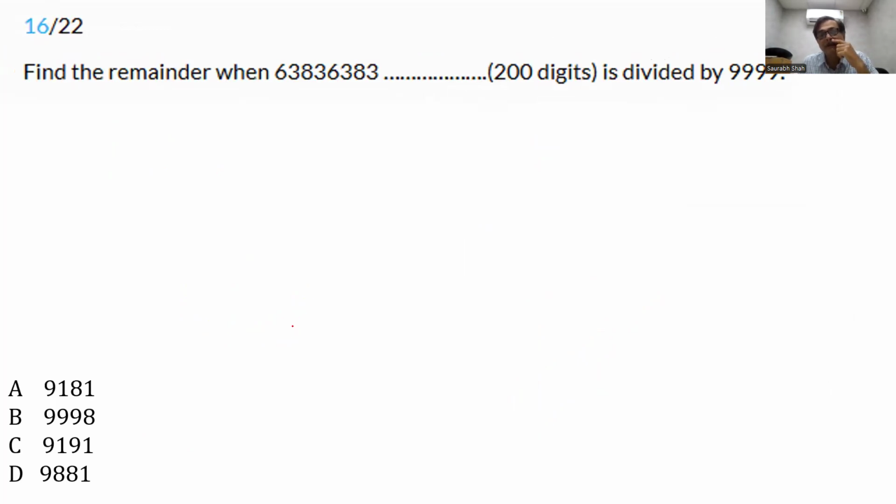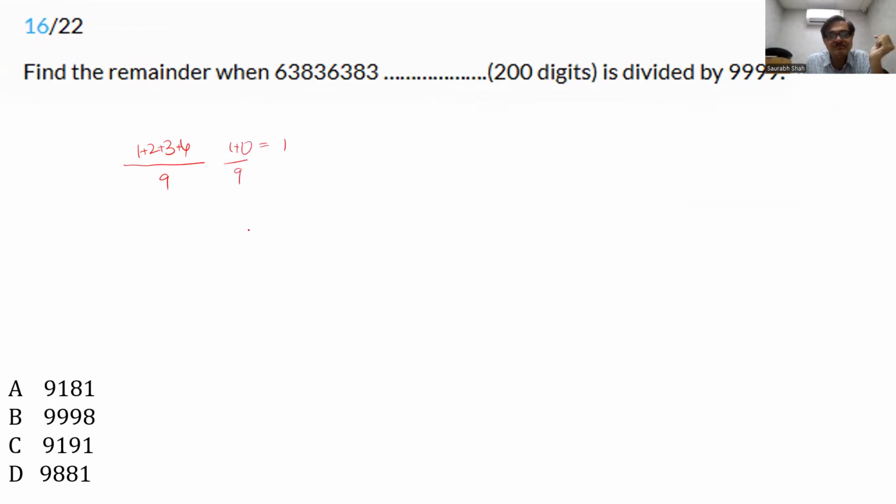Division, remainder. A wonderful theory you can remember here. If there is any number like 1, 2, 3, 4, divided by 9, what is the remainder? All you do is 1 plus 2 plus 3 plus 4, which is 10. 10 is greater than 9. You further divide it and say, okay, 1 plus 0.